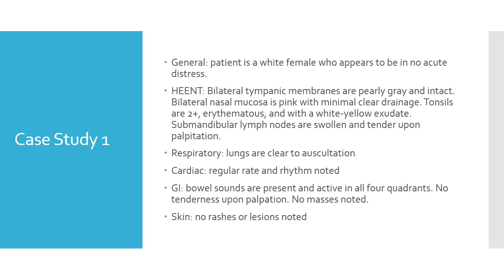She has pink mucosa with clear drainage. Tonsils are 2+, erythematous, and with white to yellow exudate. Her submandibular lymph nodes are swollen and tender upon palpation. Lungs are clear. Heart rate is regular, and rhythm is regular. Bowel sounds are present and active. No masses noted.